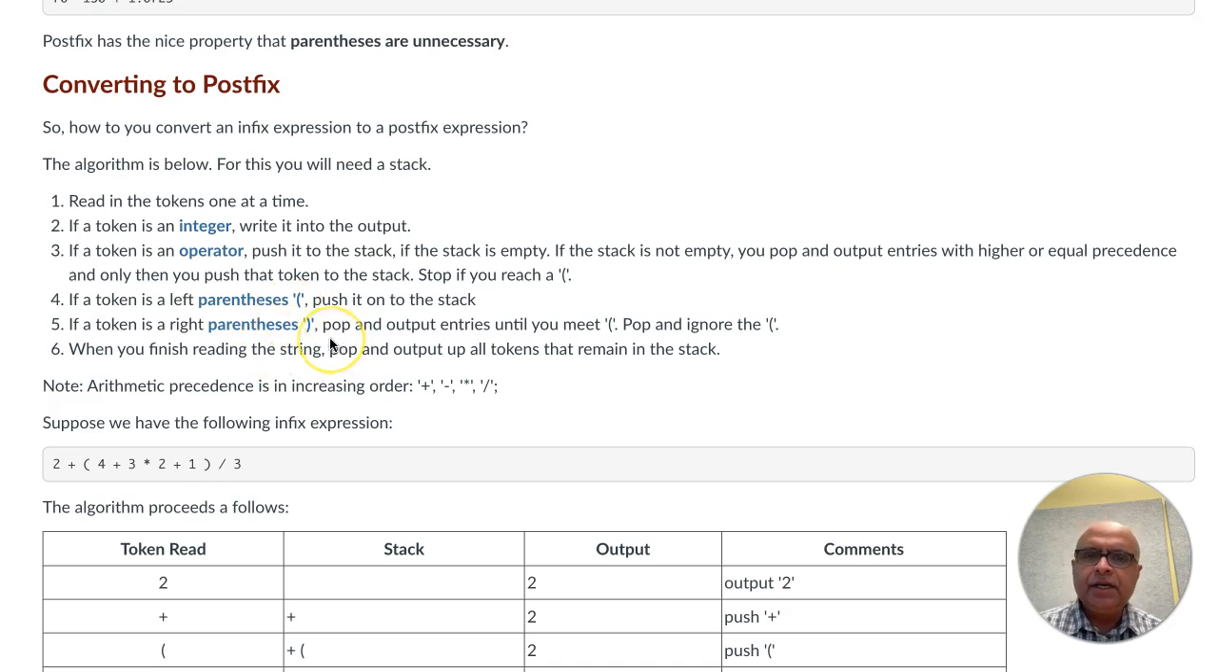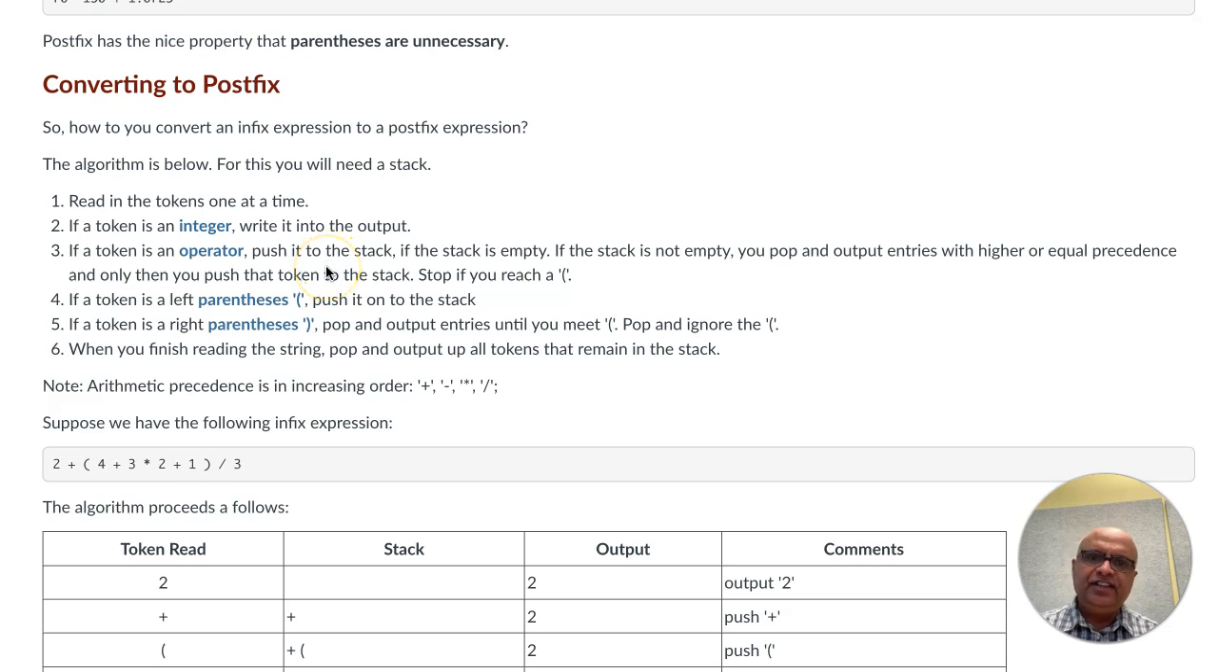If it's a right parenthesis, you pop and output entries till you meet the matching left parenthesis, right? And then when you finish and get to the end, you pop and output everything that is on the stack. That's at a very high level. That is the idea, but to really understand it, you have to actually try it and go through it, right?